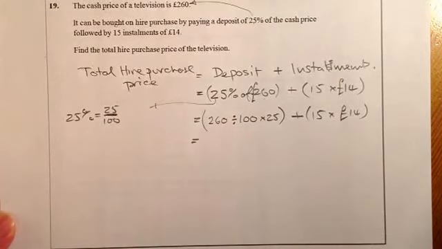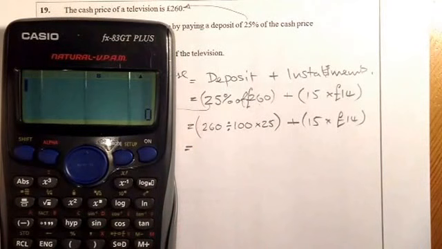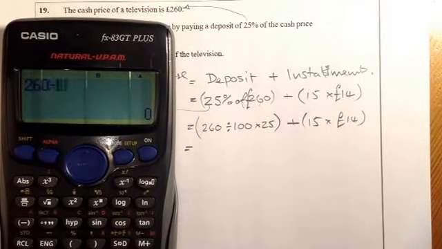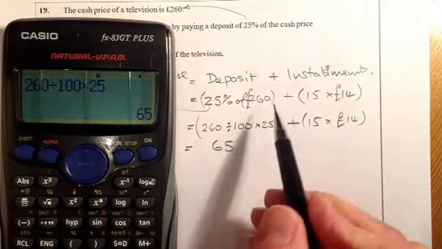Right, onto my calculator now. What I'm going to put in first of all is 260 divided by 100, and then I'm going to times it by 25. That will give me 25%. So that's like a quarter of that.